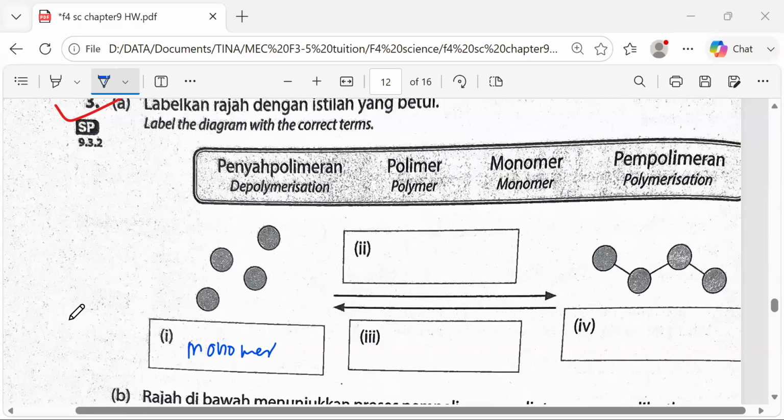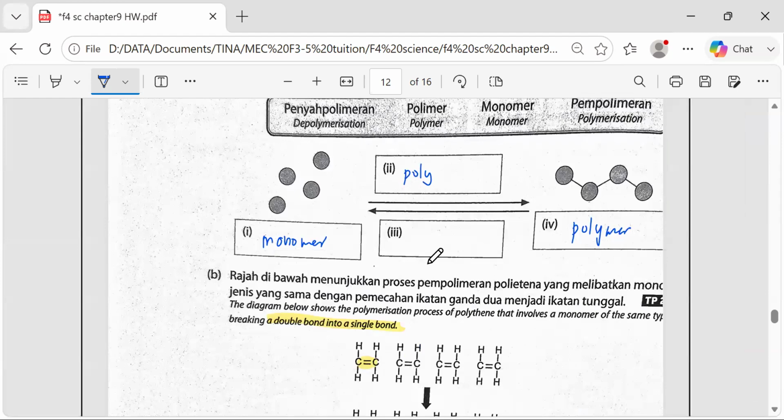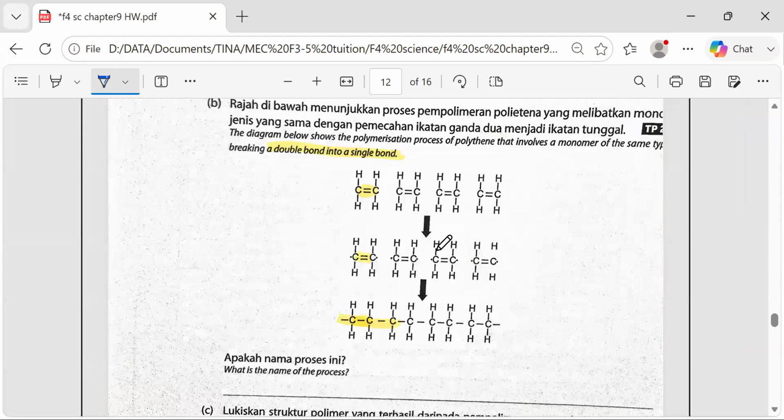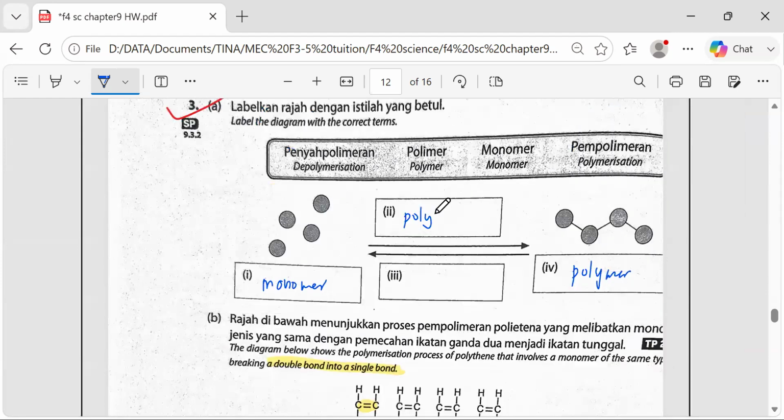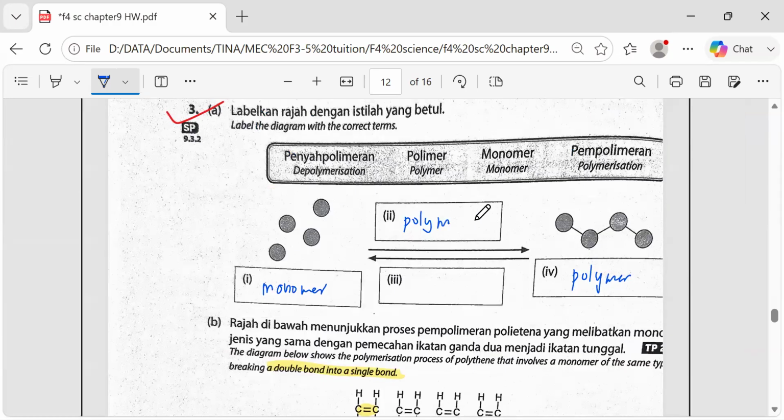Right. So the one that is joined together is a polymer. Joining it together is polymerization. It's in the same one as last week, on page 130, one of the last pages. Polymerization, and breaking it down is depolymerization. Okay, got it?